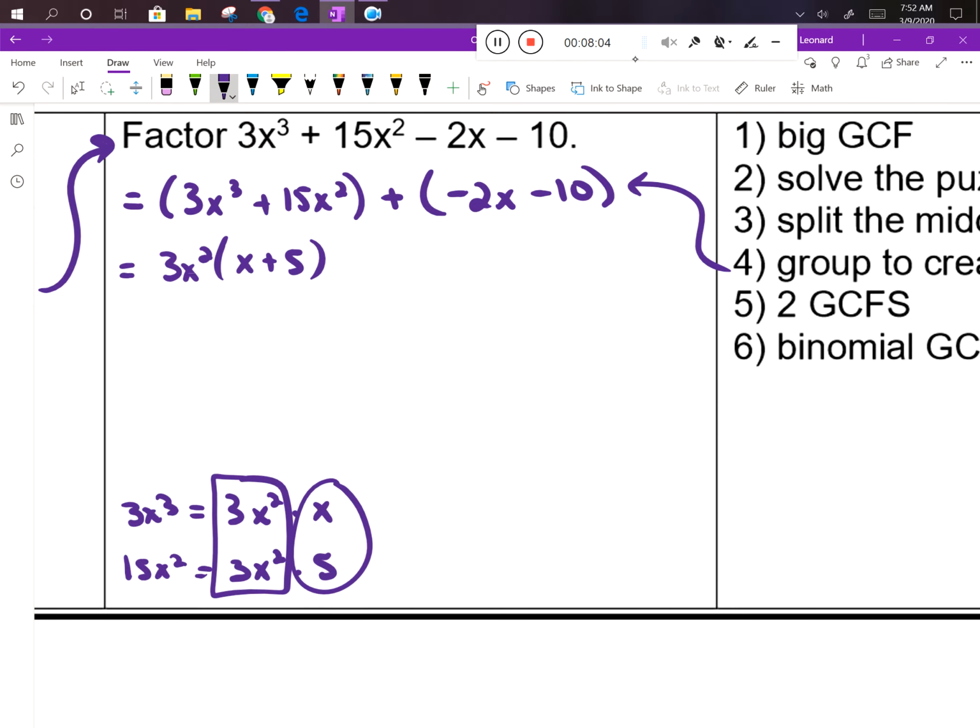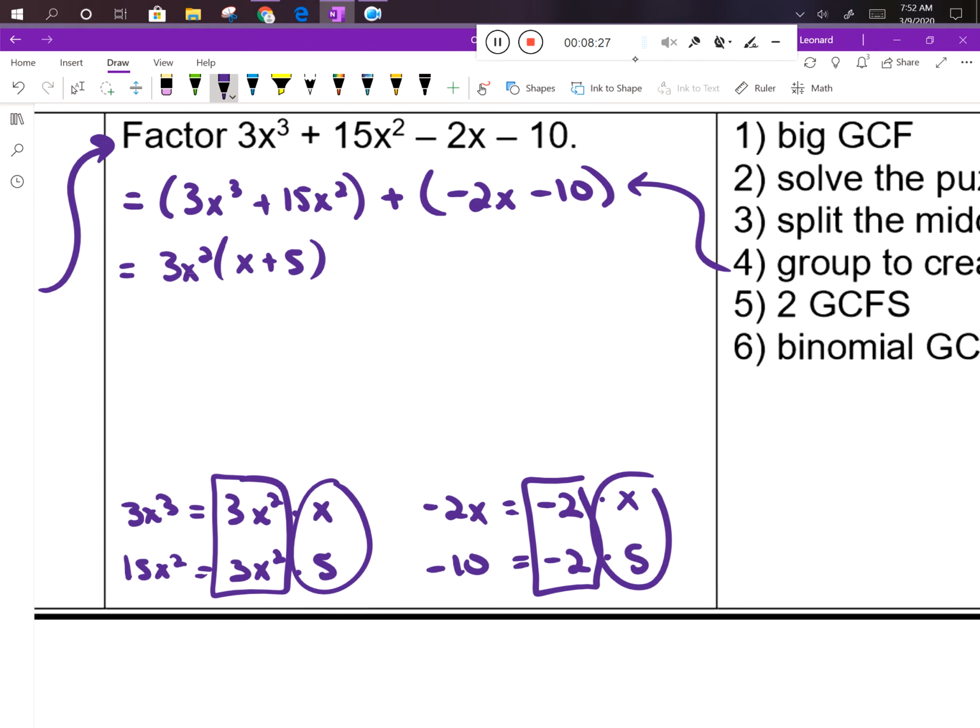Then for the other 2 terms, negative 2x and negative 10, well, notice that first term in the pair has a negative, so I'm going to pull a negative 2 from each of them. They don't have any variables in common. The top negative 2 needs an x to get back to its original, and the bottom negative 2 needs a 5. So the GCF to pull out is a negative 2, and x plus 5 will be what's inside.